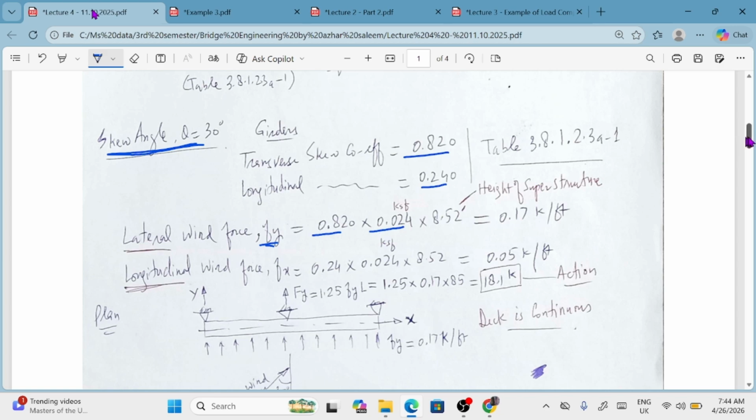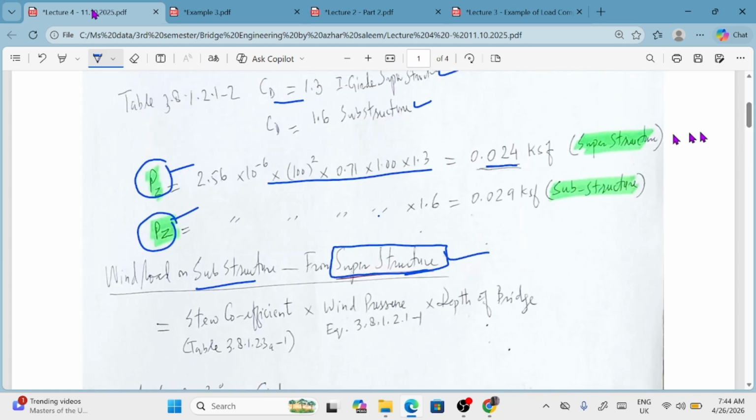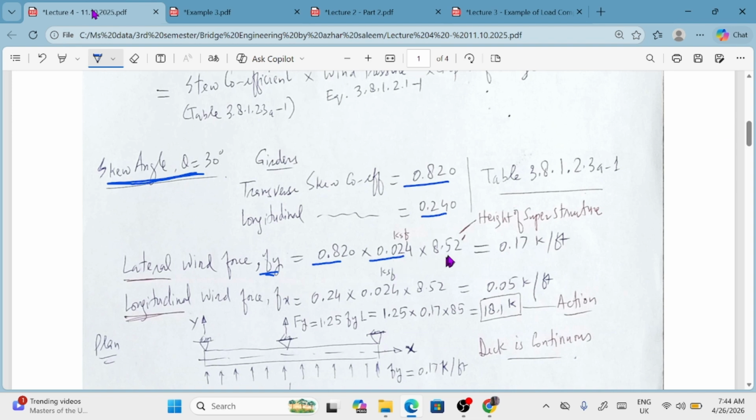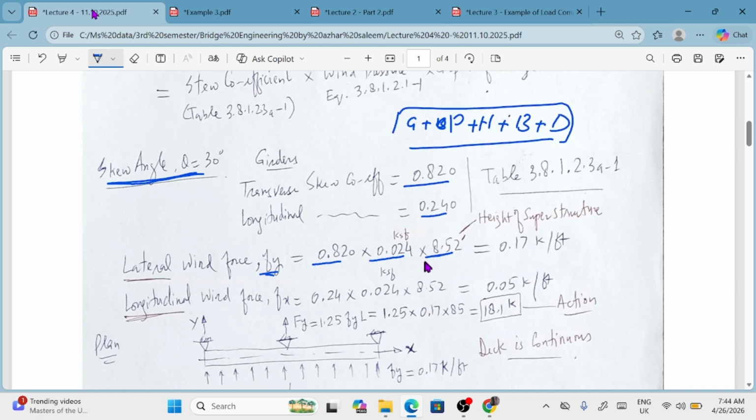Wind pressure comes from 0.024 multiplied by its height. So the height is girder plus pedestal plus beam haunch plus barrier plus deck height. The summation of all these heights is 8.52 feet. So the total wind force is 0.17 kip per foot.